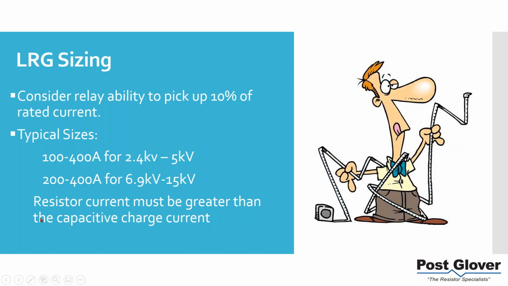One thing I want to note as well is resistor current must be greater than the capacitive charging current. This is not really an issue at a low resistance ground system, although I have seen it in a couple of examples in the last 12 years. But for the most part, capacitive charging current is less than 10 amps, so the system is probably going to be able to withstand that. But as a rule of thumb, you want to specify it to make sure it's higher than that.